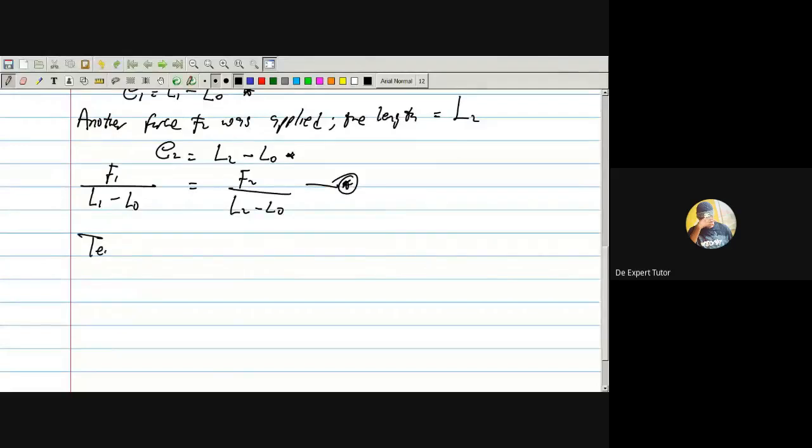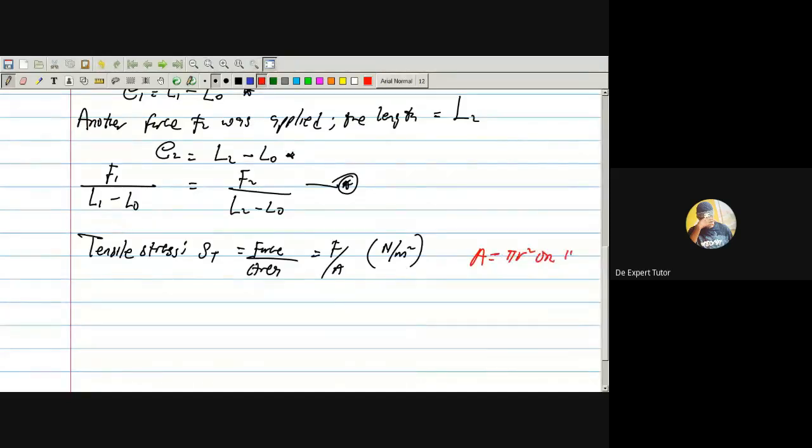We have one of them called tensile stress. How do we find tensile stress? Tensile stress is denoted as ST. The formula is force over area, F over A. The unit is Newton per meter square. And the area we use here is always the area of a circle, so pi r square, or if they give me the diameter, use pi d square over 4. That's how to find tensile stress.